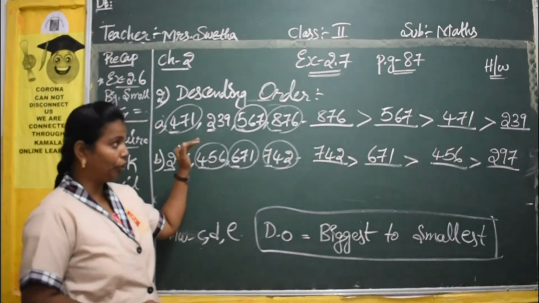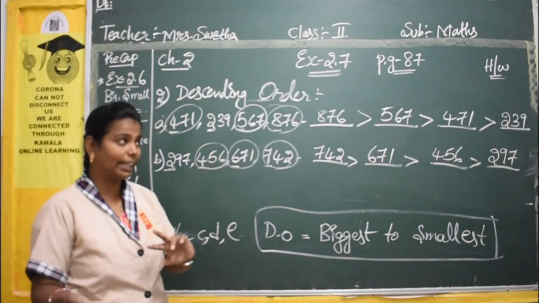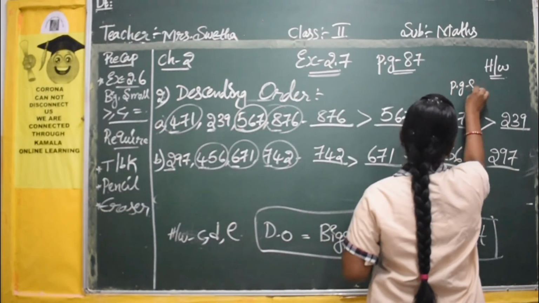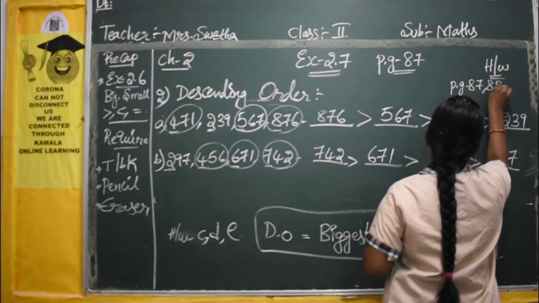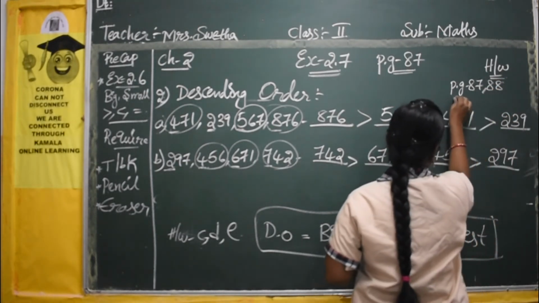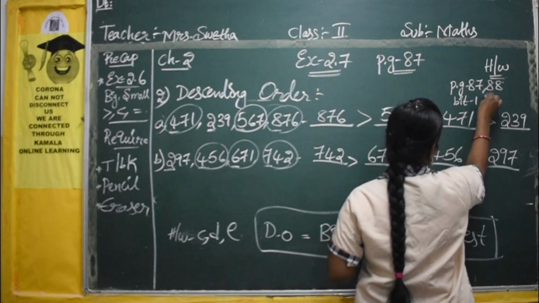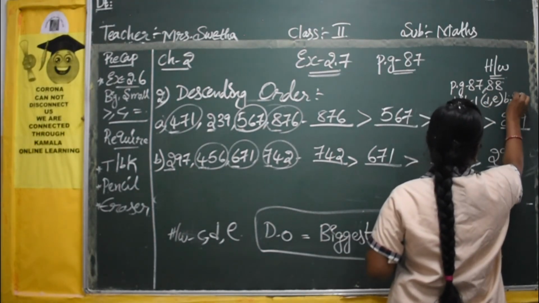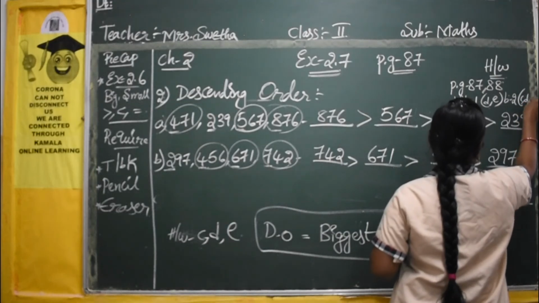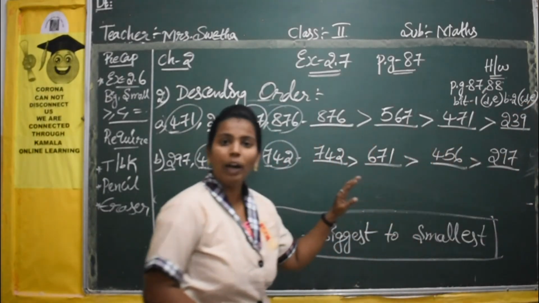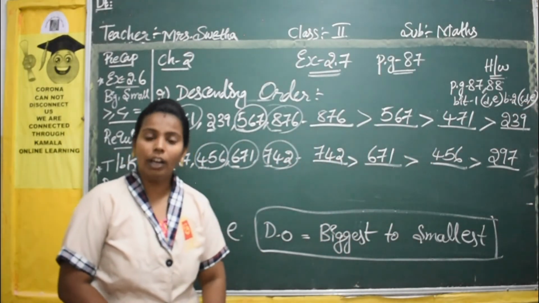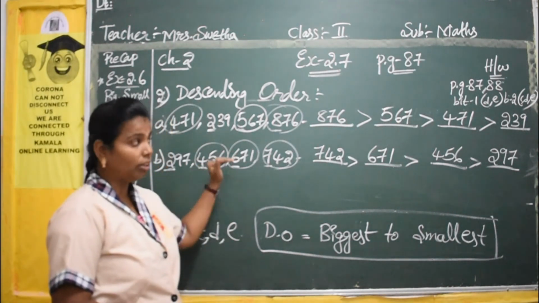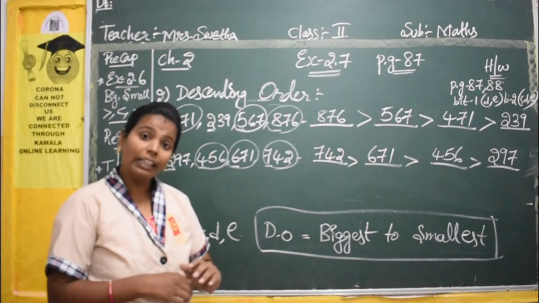Okay, I hope everybody has understood this first bit and second bit. So you have to complete page number 87 and 88. In the first bit I have given D and E as homework. In the second bit, C, D, E. Okay, you have to do these problems in your term book itself. Okay, I hope everyone has understood. Complete your homework in the correct manner.